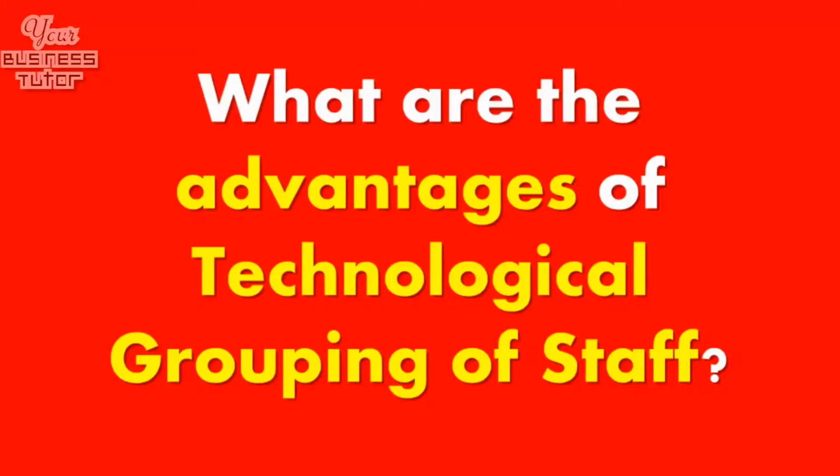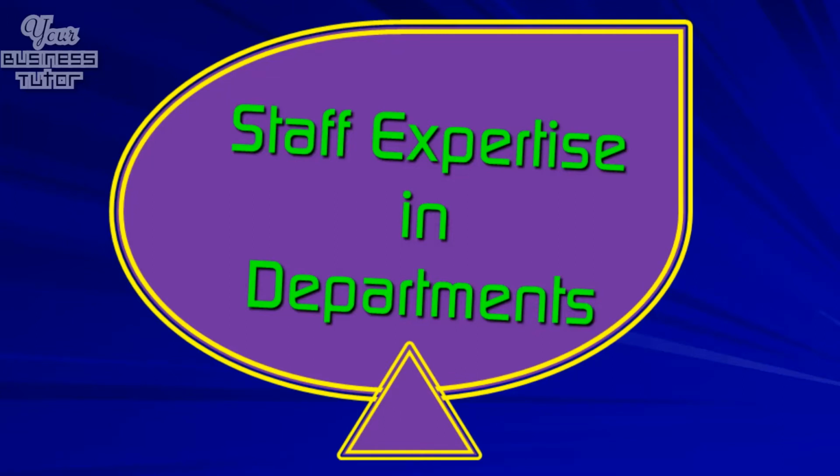Let's now turn and ask, what are the advantages of technological grouping of staff? One of the biggest advantages of technological grouping stems from the concept that a huge amount of expertise is created in each department. Because each department is focused on one particular process, it allows it to become very efficient at what it does. This specialisation allows a department to benefit in a number of ways. First, work is not only completed quickly, but to a very high standard. Everyone in the department is highly trained and knows exactly what they are doing. This means fewer errors are made, which reduces waste.